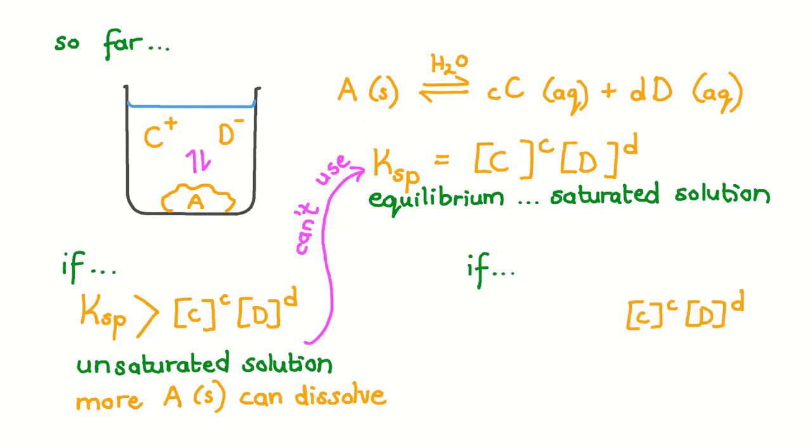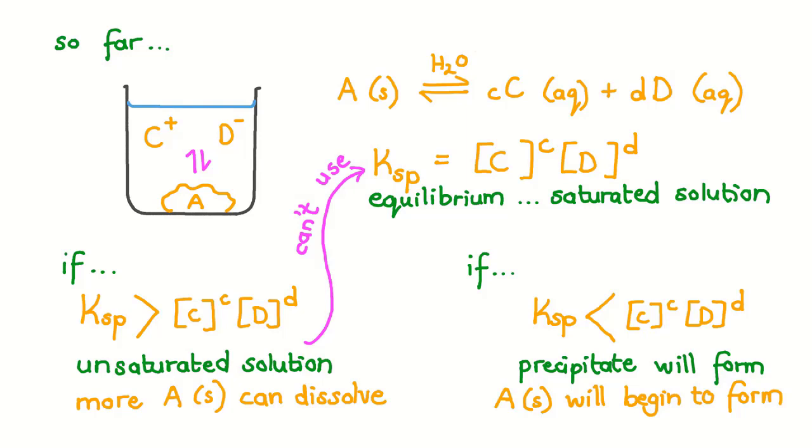In this last scenario, if we multiply the ion concentrations with each other in a particular solution, and we get a value greater than the equilibrium solubility constant, this tells us that a precipitate will form. The concentrations of C and D in solution are too high for a stable solution, and solid ionic substance A will begin to form, to decrease the concentrations of C and D and bring the system back to equilibrium, which is more stable. Now it's time for some practice.